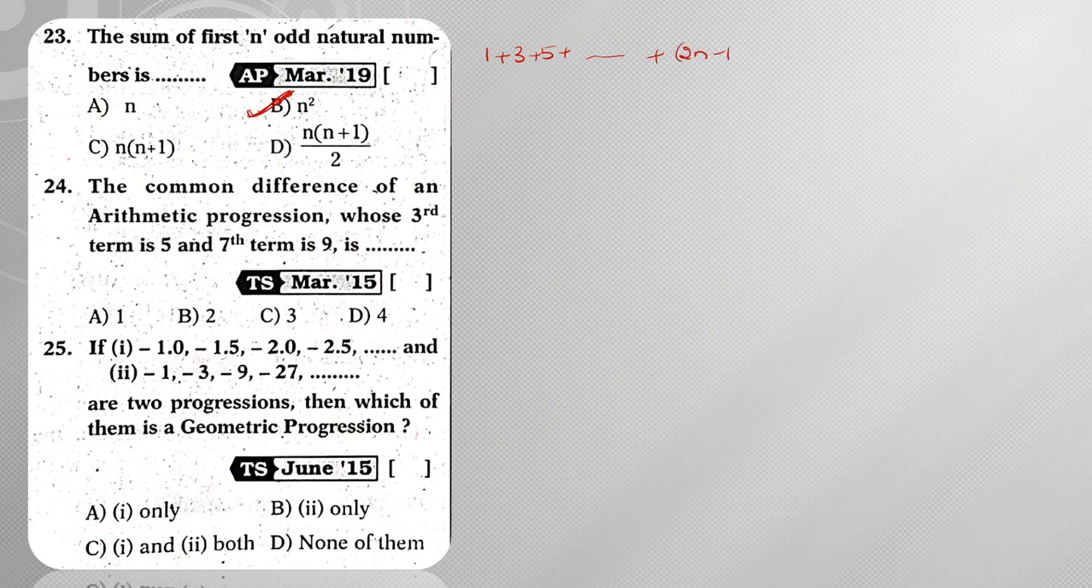Now totally how many terms are there? n terms are there. What is the first term? The first term is 1, and the common difference, if you observe, is 3 minus 1, which is equal to 2. Now I need to find the sum of n terms. The sum of n terms is given by n by 2 into first term plus last term. Since 1, 3, 5, 7 is forming an AP, we are applying the sum of AP formula.